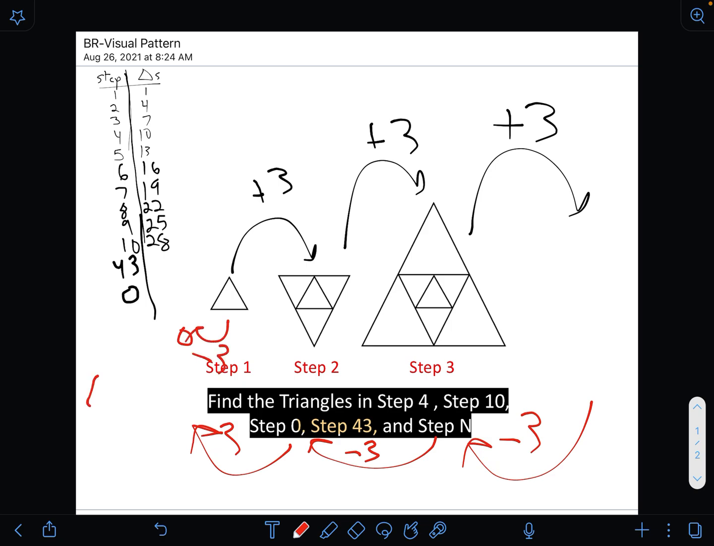So we'd have 1 triangle minus 3 triangles. That's weird. That'd be a negative amount of triangles. Step 0 would be like negative 2 triangles. That's weird. Is that useful? I don't think so. But hey, it could be. But we have that. Now we need step 43.